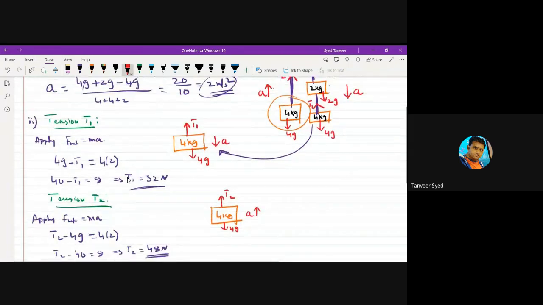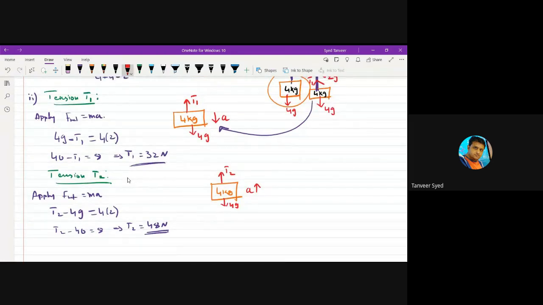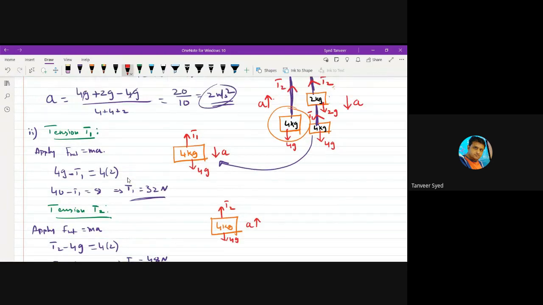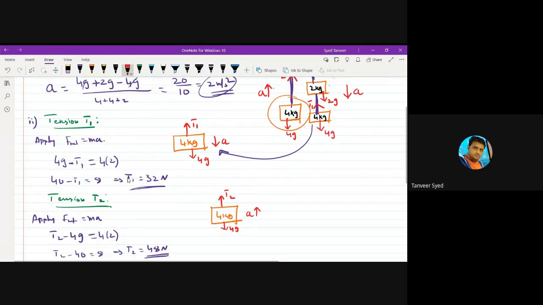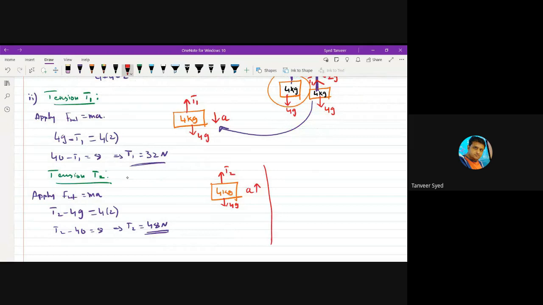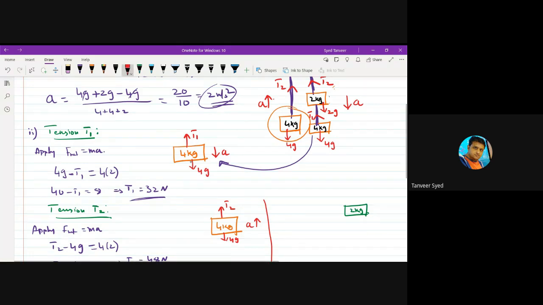Yes, sir. Now see, the same tension T2 can also be calculated by taking the 2 kg block also. How? I will draw the FBD of the 2 kg block. This is the 2 kg block. What are the forces acting on it? T2 acting upward. Then T1 and 2G acting downward. Yes, sir. Acceleration a downward.